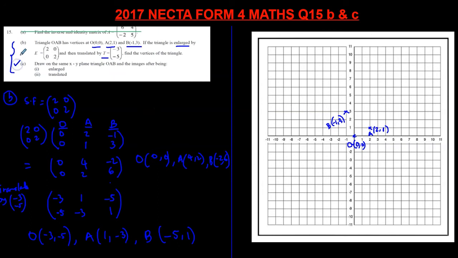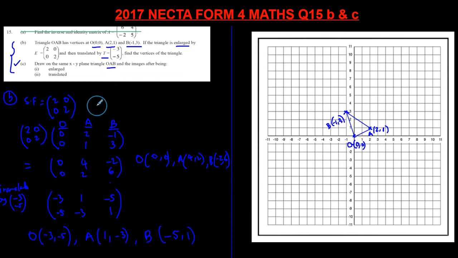Part C, we're now asked to draw on the same XY plane triangle OAB and the images after being enlarged and translated. I have plotted these points here. Let me go ahead and draw that triangle to start with. So this is our original triangle. I need a line, go up here and over here.